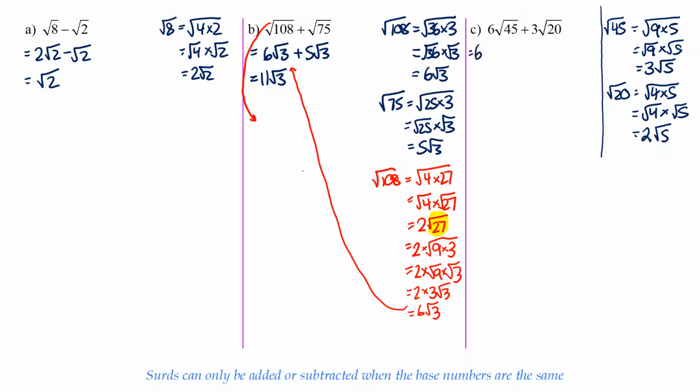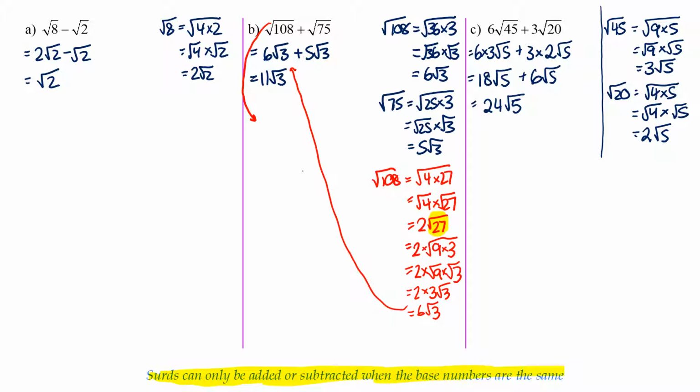Come back to my problem. I've got 6 times root 45, which is 3 root 5, plus 3 times the square root of 20, which is 2 root 5. 6 times 3 is 18 root 5. 3 times 2 is 6 root 5. 18 plus 6 is 24 root 5. And I'm done. So just remember that key point, that surds can only be added or subtracted when the base numbers are the same. So when you have roots that are the same.